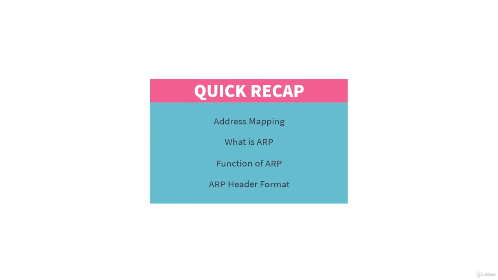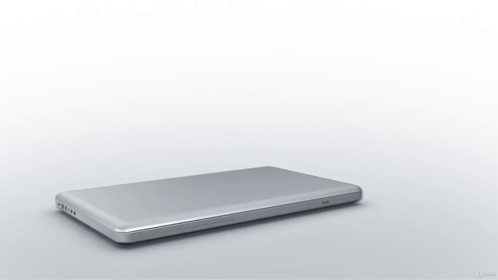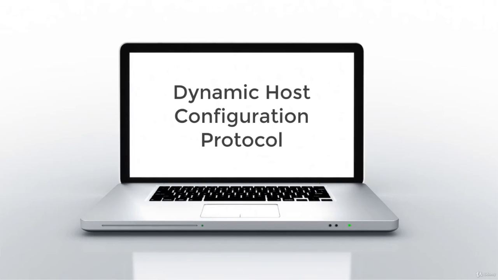In this lecture, we first saw what is address mapping, then we saw how ARP works and why we need ARP, and we also saw the broadcast and the unicast messages, and finally concluded our lecture with ARP packet format. In the next lecture, we will talk about a different protocol, which is Dynamic Host Configuration Protocol, DHCP, which is used for assigning dynamic IP addresses in a computer network.